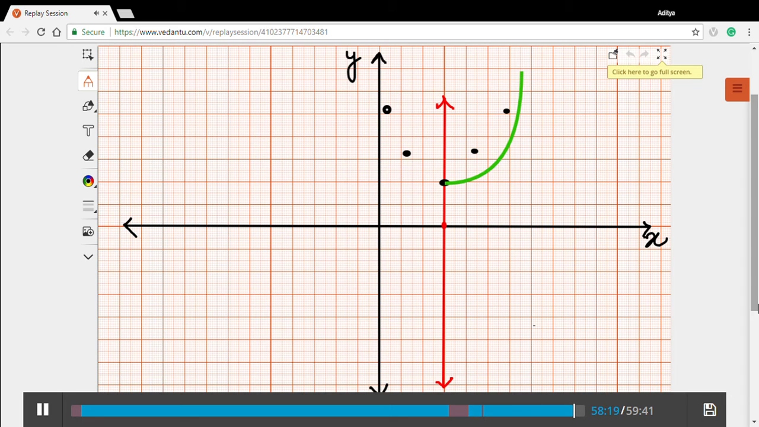Right now the points are not matching, but you can understand, we can just join them using a freehand curve. We can just simply join them. Right now I randomly drew the points, so they are not matching, but once you draw it with the proper ordered pairs, you can just join it as a parabola.